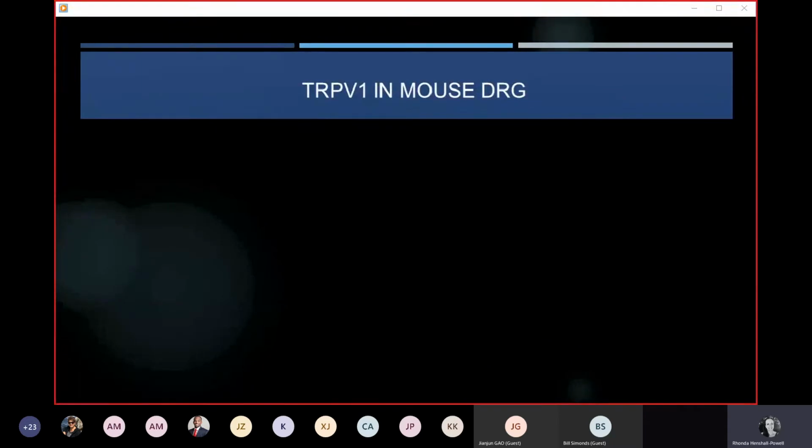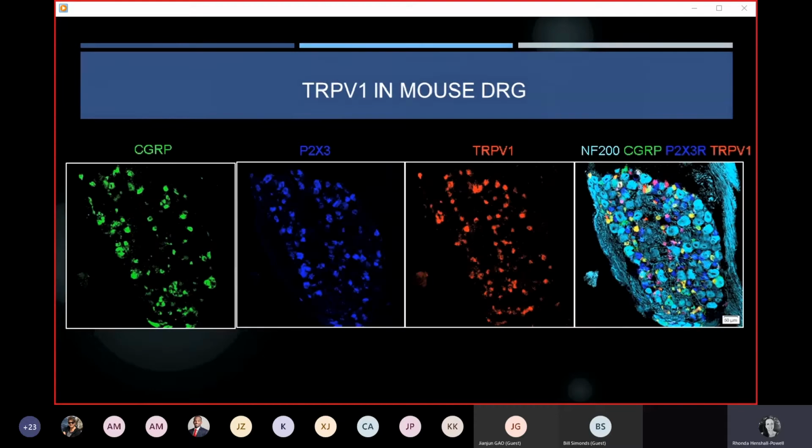So I do want to talk briefly about TRPV1. This is a classic pain marker that the pain community has been interested in for quite some time. This is the capsaicin receptor, responsible for heat-mediated pain. And I do have some data on mouse.